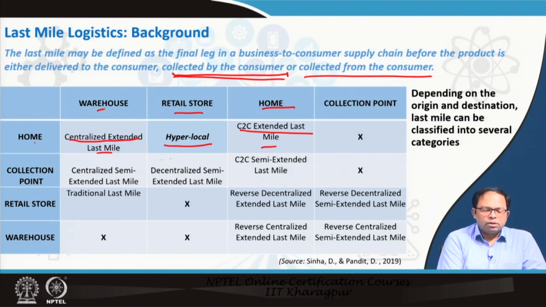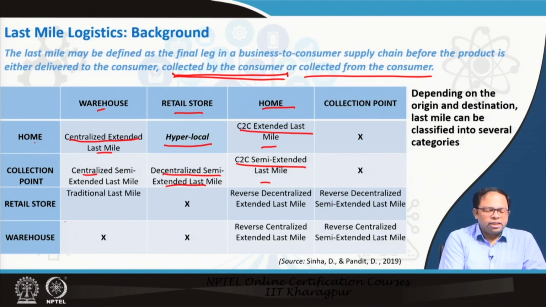So then retail store to collection point, decentralized semi-extended last mile. Because it is centralized, it is coming from a warehouse; decentralized, because it is coming from a retail store where it has already got from the warehouse. So then from home to collection point, this could also be happening. Then C2C, semi-extended last mile. Collection point to collection point, not there.